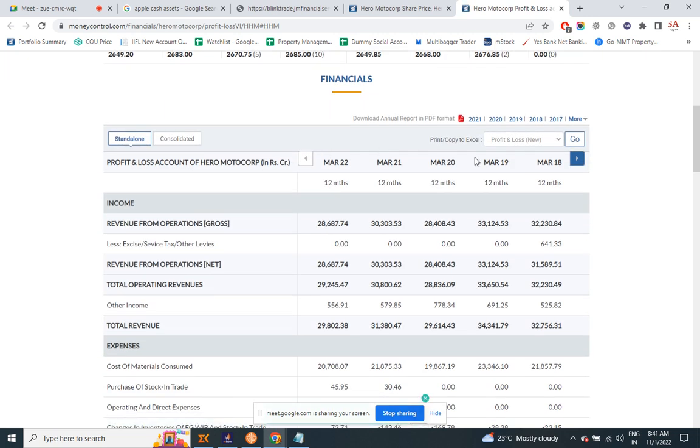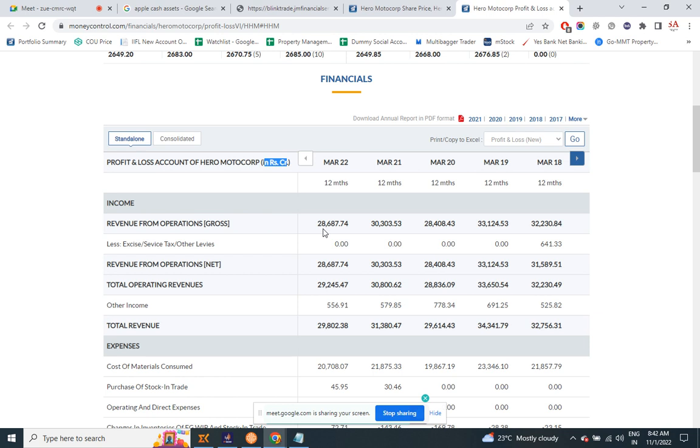Every year, you can see, every quarter also. For quarterly reports, you have to go back there. Let us see the yearly report itself. March 2022, this is all in crores. The company has done a total sales of 28,687 crore.